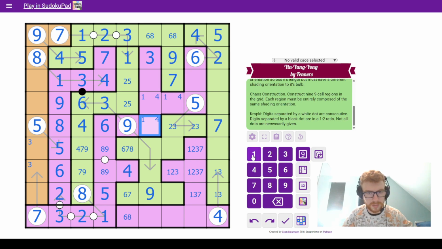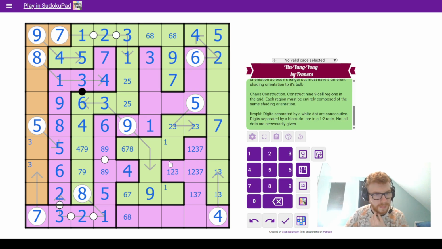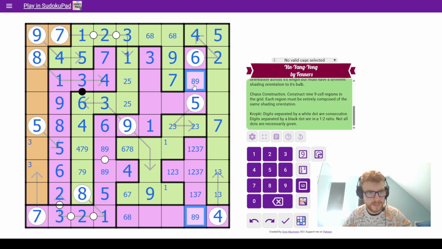And this is a 1. That's the only thing we need in the row. So one of those is a 1. Hmm. 1, 2, 3, 4, 5, 6, 7. So we need 8 and 9. But still. Oh, the 9 here fixes that.